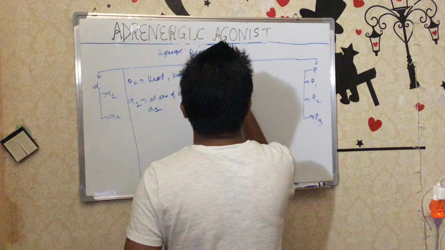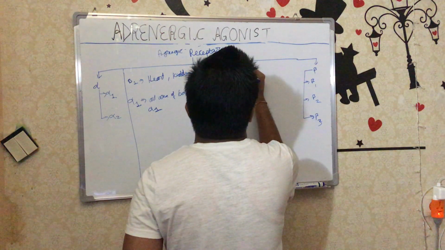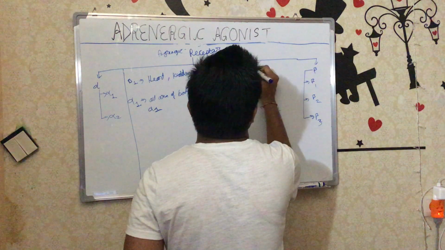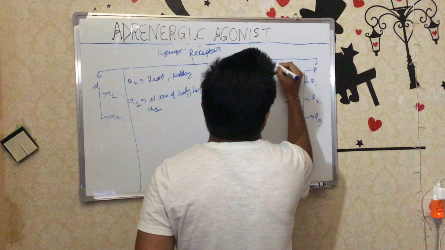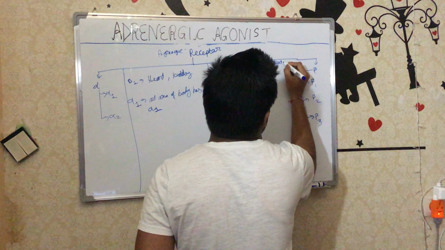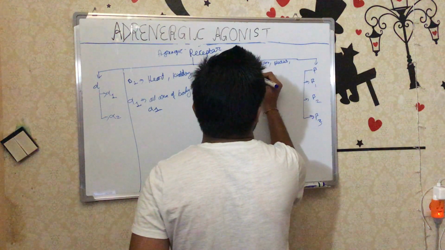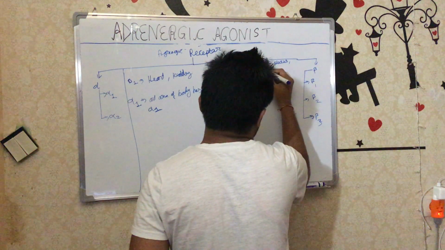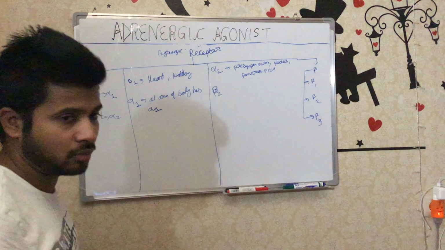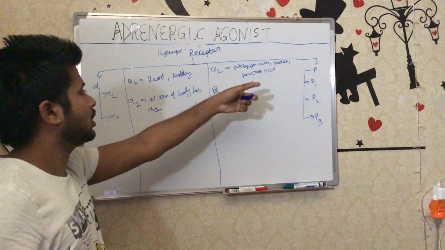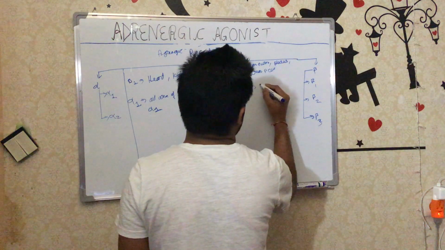Here also alpha 2 and beta 2. Alpha 2 is only found in presynaptic neurons, in platelets, like in a group of white blood cells, and in the pancreas. In the pancreas, the islets of Langerhans, the beta cells, produce insulin. Except for presynaptic neurons, platelets, and pancreas beta cells, the rest all have beta 2 receptors.